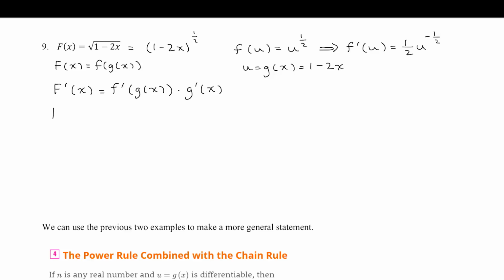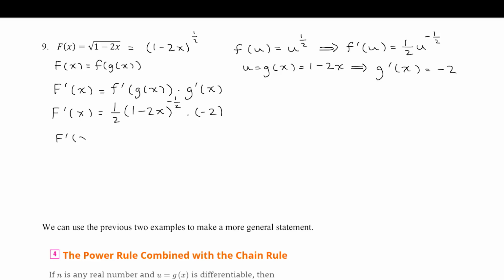So to find cap F prime, we're going to find 1/2, but instead of u, we're going to substitute its equivalent, g of x, 1 minus 2x, to the negative 1/2, and then multiply that by g prime. So if g of x is 1 minus 2x, then g prime of x is negative 2. So we're going to multiply here by negative 2.